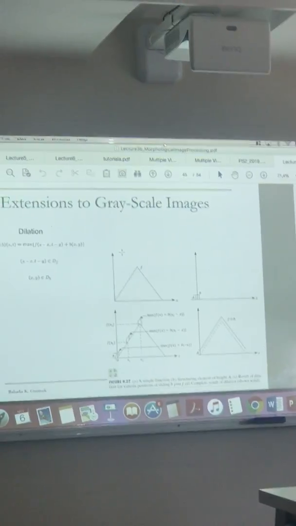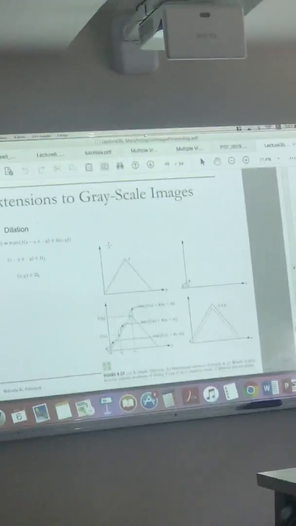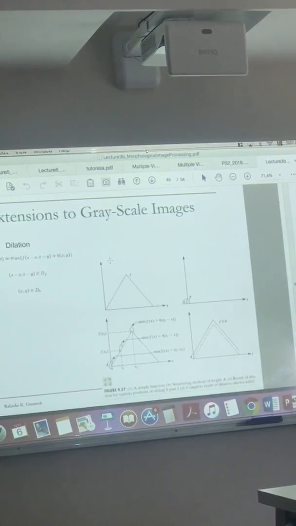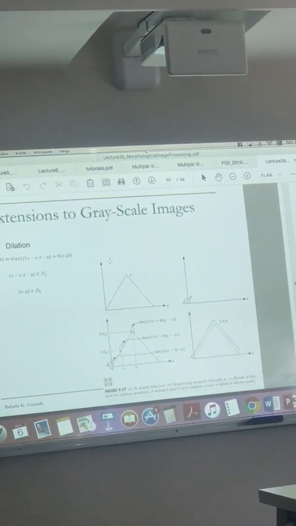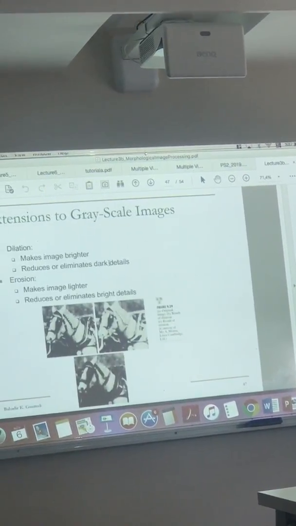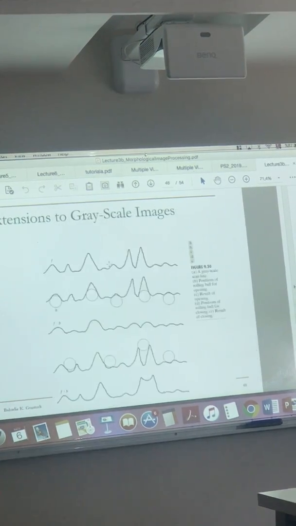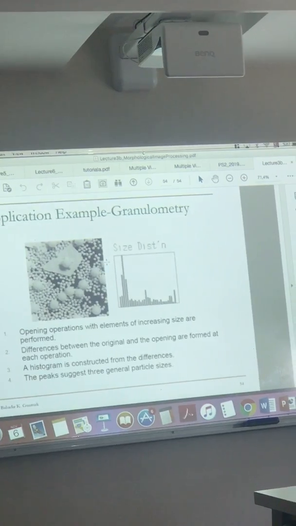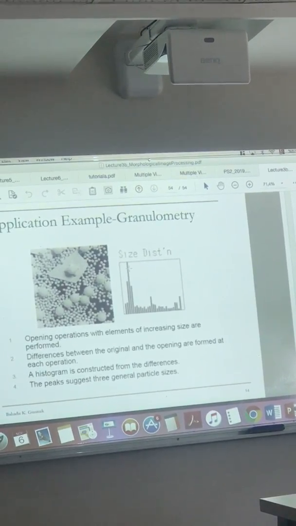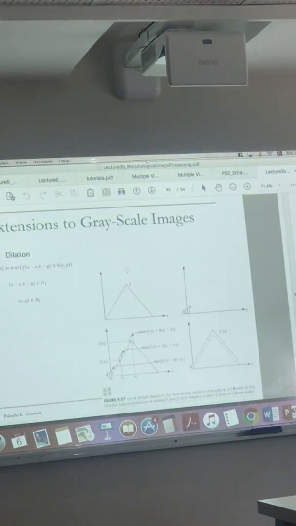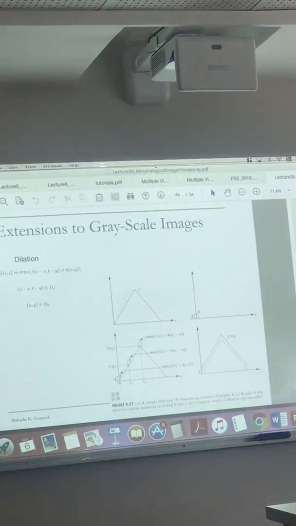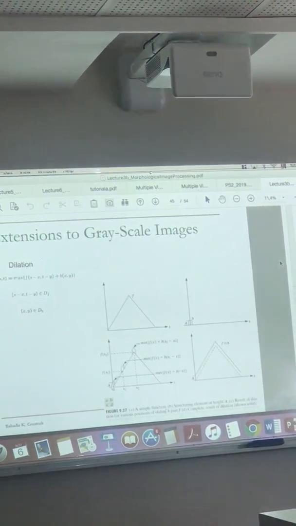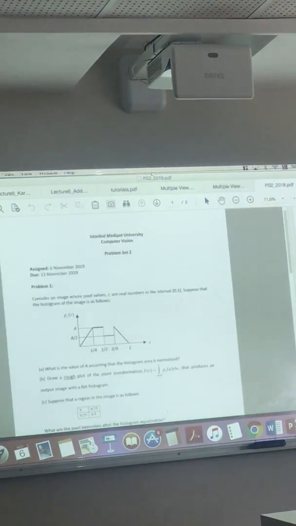Now, there is application of these morphological operations to grayscale images. We skip that part, so this is not part of the exam. The grayscale ones, these final slides are not going to be in the exam. So all these after, let me see, extension to grayscale images, after this slide, including this one, nothing is going to be in the midterm exam.